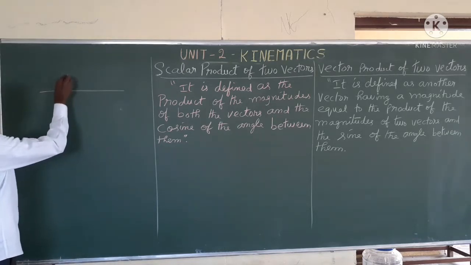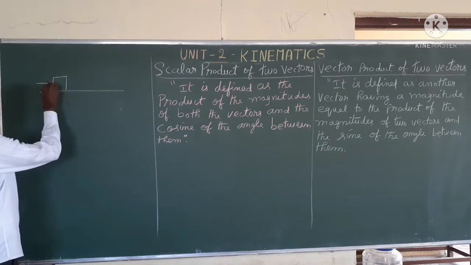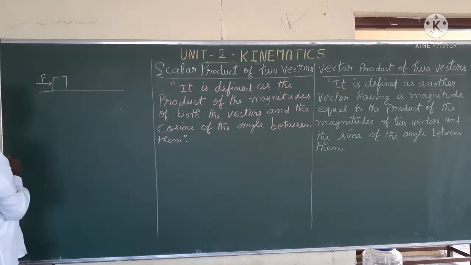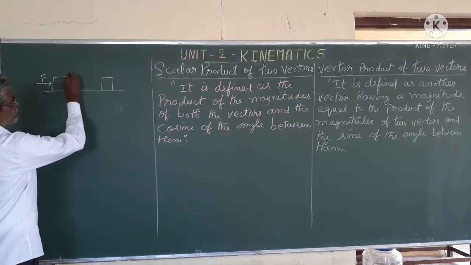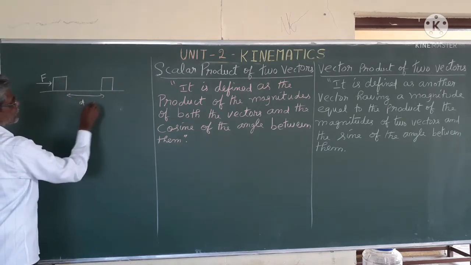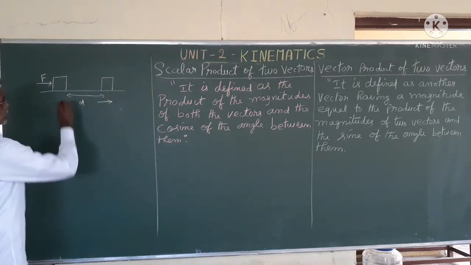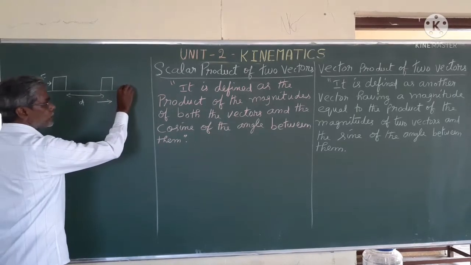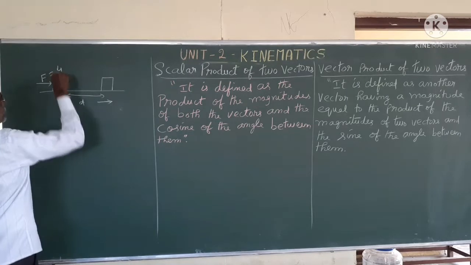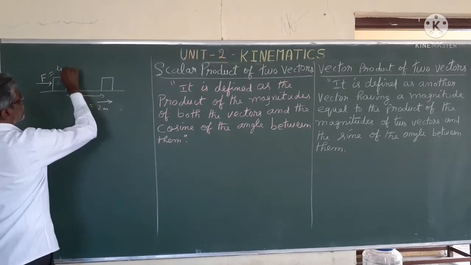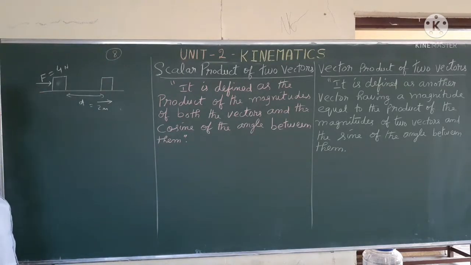Here a block is given. I am applying a force in this direction, and the object has been displaced in the same direction. So the result will not be the same. Here the force is 4 Newton and this is 2 meter. The result will not be 8 because of direction.